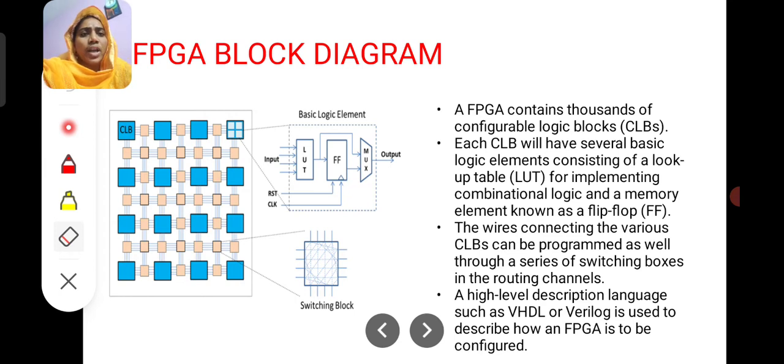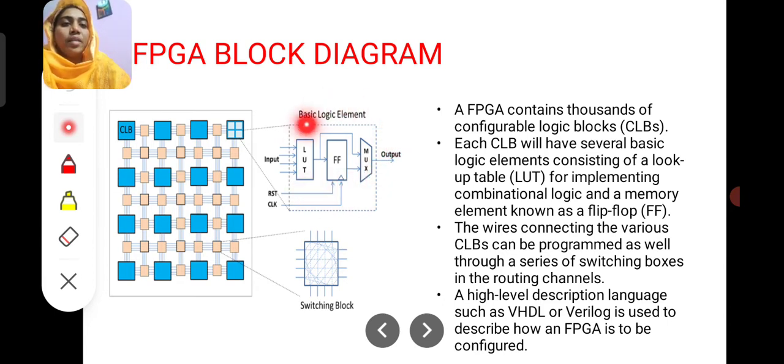So this is the block diagram of an FPGA. As I told, an FPGA contains thousands of CLBs. Each CLB will have several basic logic elements, which are also known as BLEs. Basic logic elements consist of lookup tables for implementing combinational logic, a memory element known as a flip-flop, and a number of multiplexers, right? So this is the block diagram of a CLB, right?